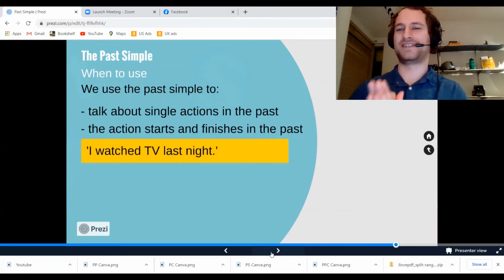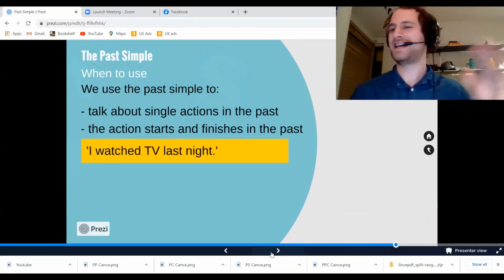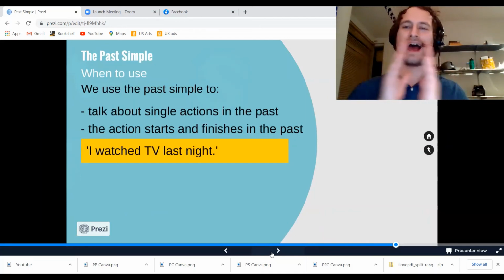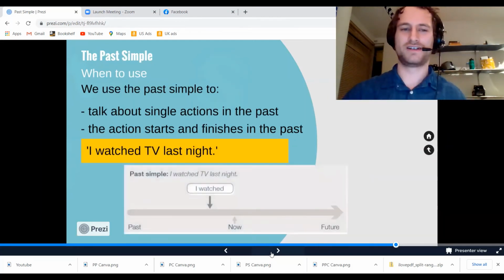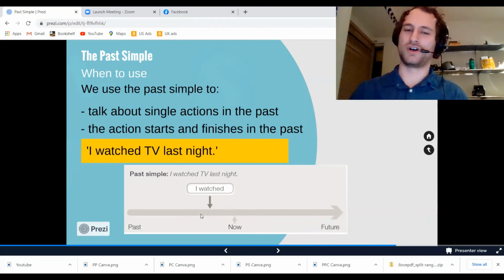I watched TV last night. So at a certain time last night, I watched TV. I'm not watching TV anymore. That action is over. So let's take a look at our graph here. As you can see, we have our arrow pointing to right now, and we're looking into the past. You watched TV last night. This happened sometime before.